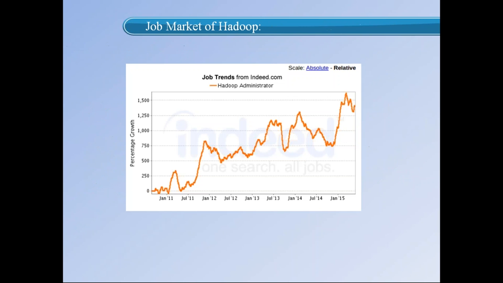Let's come to the next slide. What is the job market of Hadoop? As mentioned in the graph, you can also check it on indeed.com. The job market is continuously growing again and again. You can see here in July 2011 it was 250, then 500, then 750. It is continuously growing. For Hadoop administrator, as I mentioned, in 2015 there were 1500-plus jobs on Indeed. I am talking only about Indeed. There are lots of jobs on other portals also. You can check it on Google.